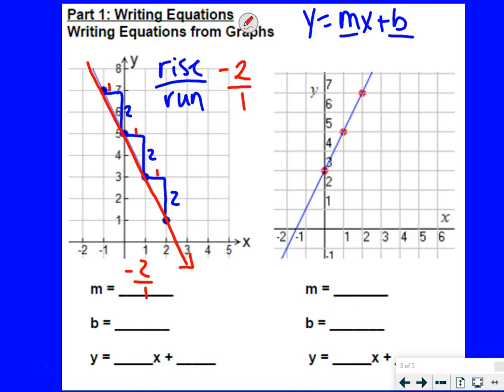Y-intercept. Where does our line cross the y-axis? Where do we go through that y-axis? And we meet that y-axis right there at 5. So our equation would be y equals -2 over 1, x plus 5.